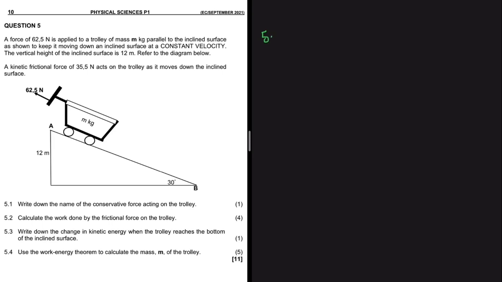And then 5.1 says write down the name of the conservative force acting on the trolley. So in our context, in our curriculum, we only have two conservative forces that we talk about, right? We talk about gravitational force and electrostatic force. Here in this instance, the only force that is acting on this trolley as it moves down the incline at a constant velocity is gravitational force, right? Gravitational force. And we can move to 5.2.